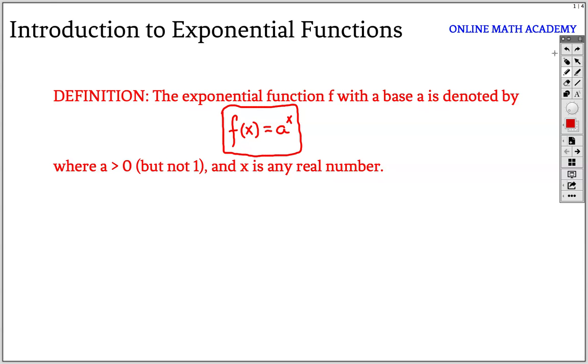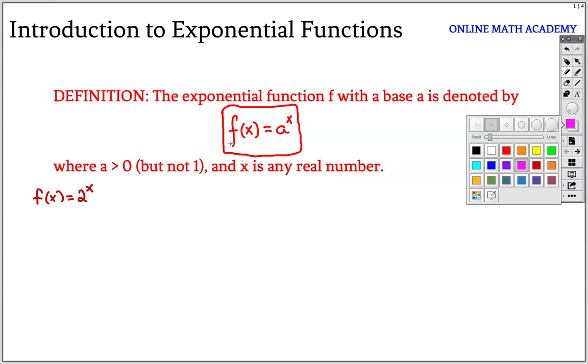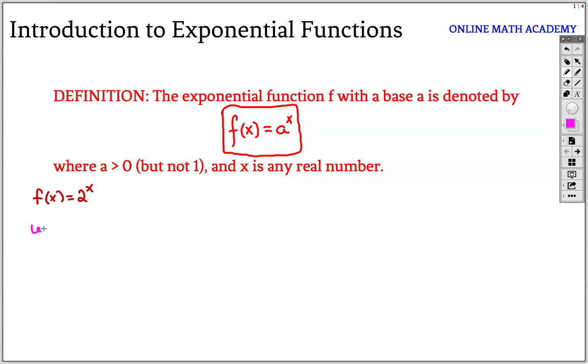Now that we have our terminology down, let's talk about what these expressions look like if we plug in numbers for a and x. I'm going to define this function right here, f of x equals 2 to the x, and let's just play around with this a bit. So let's let x equal 3. So f of 3 is 2 to the third, which is 2 times 2 times 2, and that's 8.